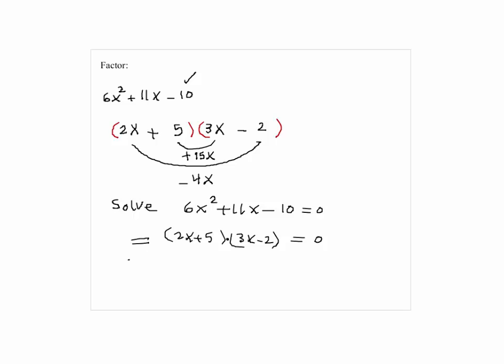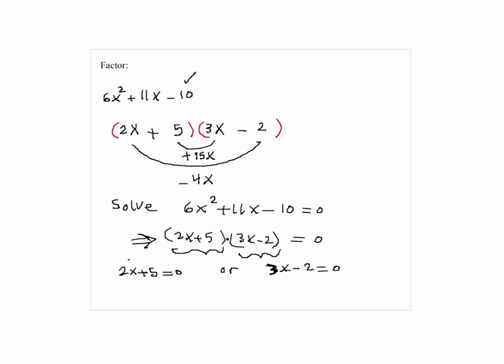You factor it first. After you factor this, how would you solve for x? You have 2 terms equal to 0. So either 2x plus 5 is equal to 0, or 3x minus 2 is equal to 0. Does that make sense? Yes. Okay. So you basically have to let each of these parentheses be equal to 0 and solve for x.